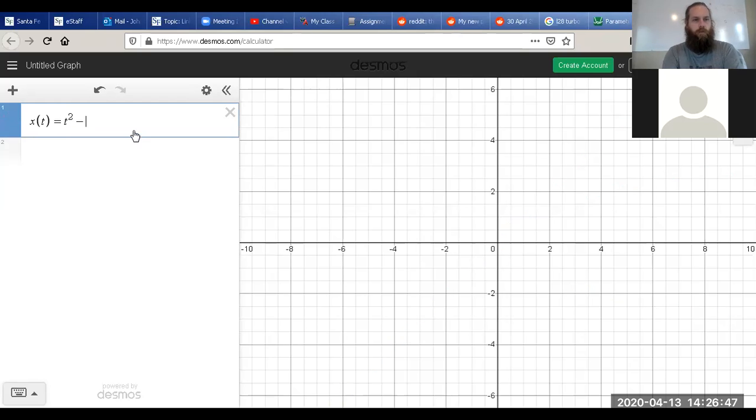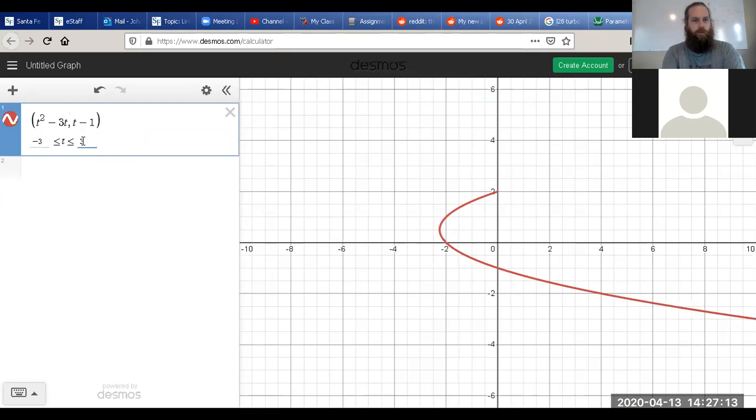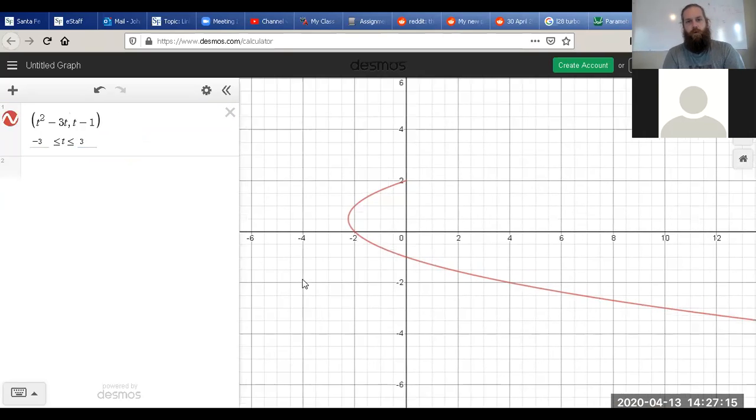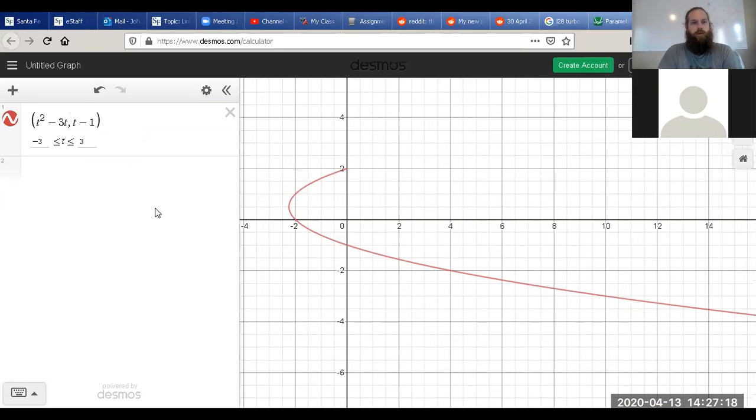x of t equals t squared minus 3t, and y of t equals, oh, here, I think I should enter this as an ordered pair actually. So I'll enter the x coordinate, t squared minus 3t, and then the y coordinate, which is t minus 1. And I let t run from, we said, -3 to 3. And you see here this curve, right? This sideways parabola, just as we found. If I let t run out a little bit further, you'll get more and more of the parabola.